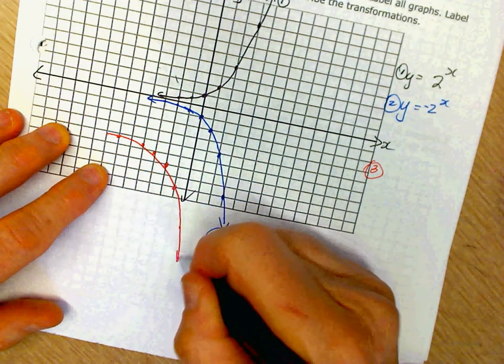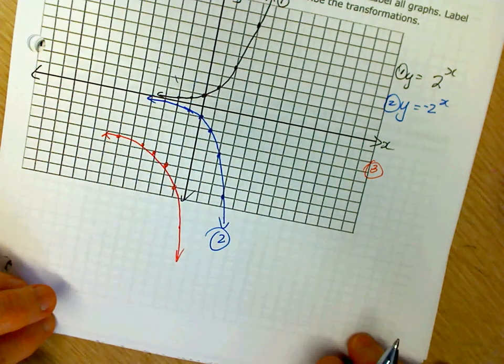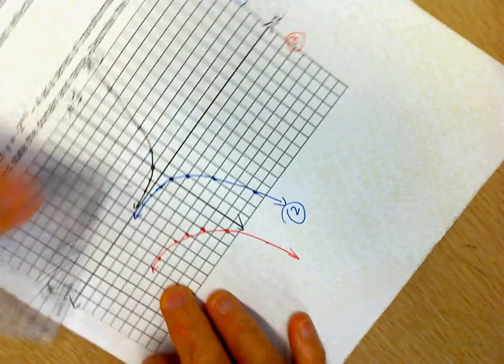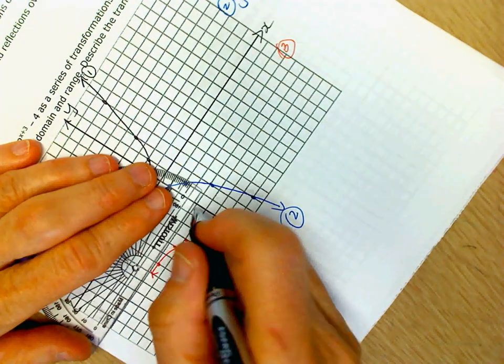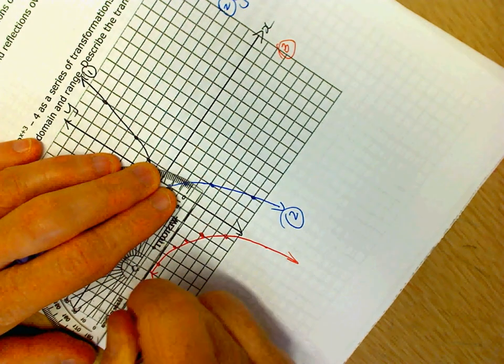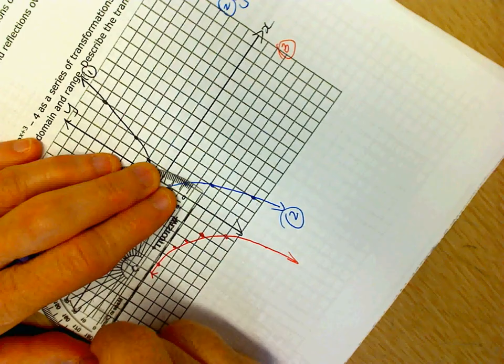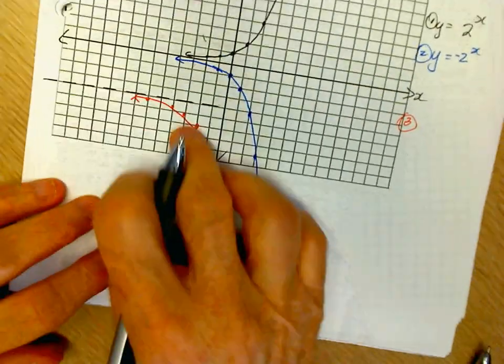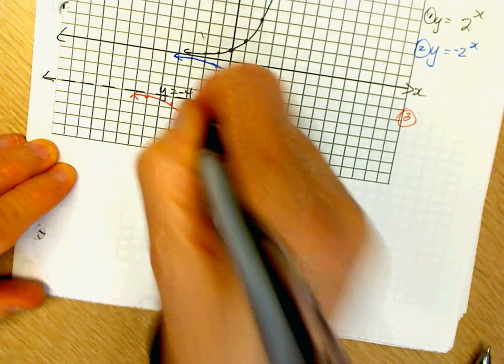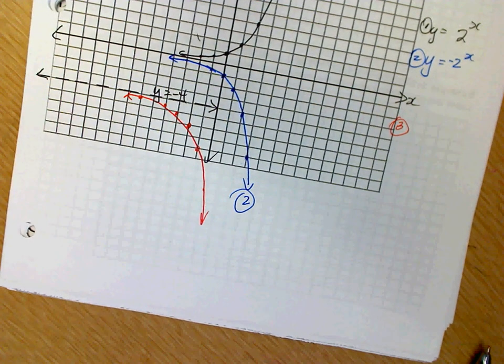So, draw in the asymptote. Let's do that right now. The asymptote is the y equals negative 4 line. It will never go above this negative 4 line. It'll get closer and closer and closer, but never touch.